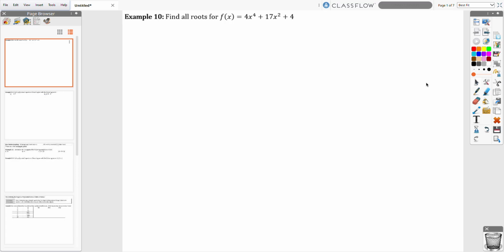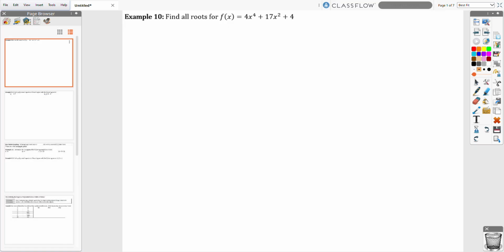Just to recap a question from Friday. This is example number 10. So remember when you're solving polynomial equations, one of the methods we said we could use is factoring. And remember, if we have an even exponent in our first term, our second term has an exponent that is exactly half of that first term's exponent, and our last term is a constant, we can factor this exactly like a quadratic.